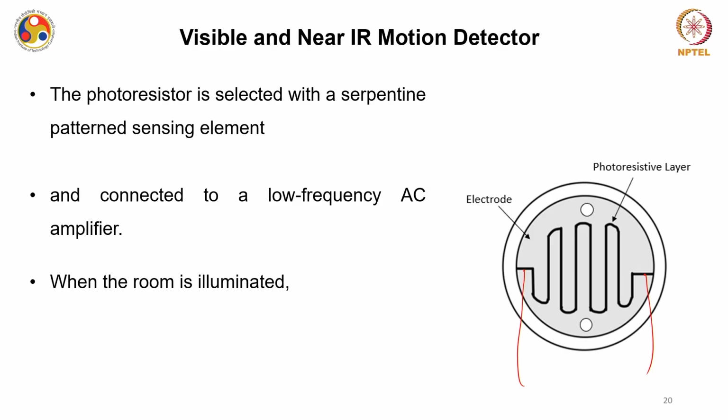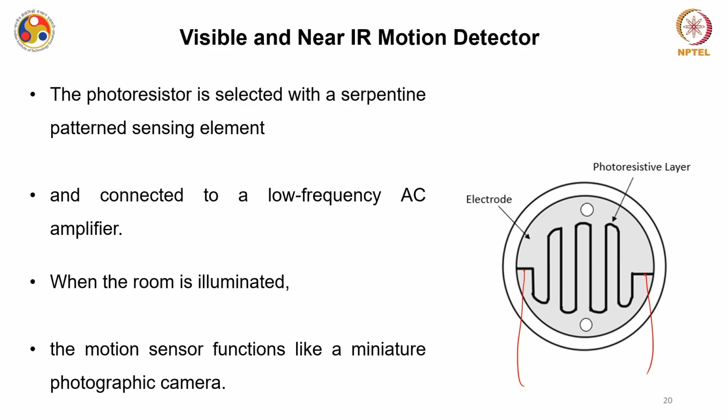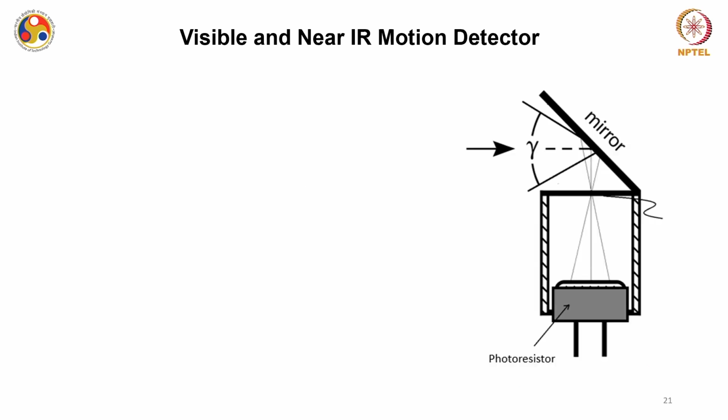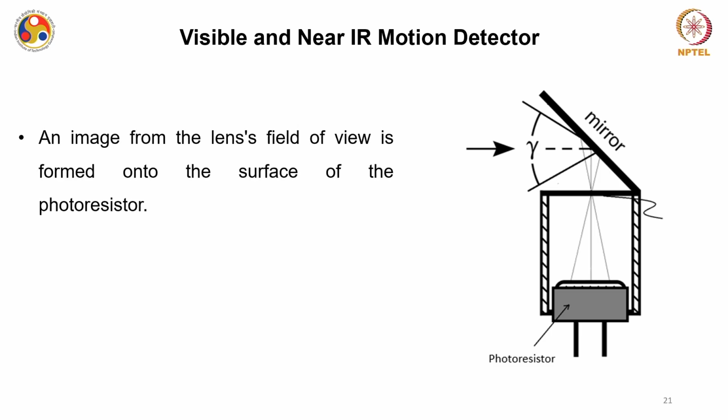movement. Now when the room is illuminated, the motion sensor functions like a miniaturized photographic camera. So you have a lens system, a reflector system, and a detector system. The sensor system works like a photographic camera. An image from the lens field of view is formed onto the surface of the photoresistor with this kind of arrangement. So you have an object, you have this mirror kind of arrangement, and then you have this pinhole lens, and this forms an image, as in a camera, on the photoresistor.